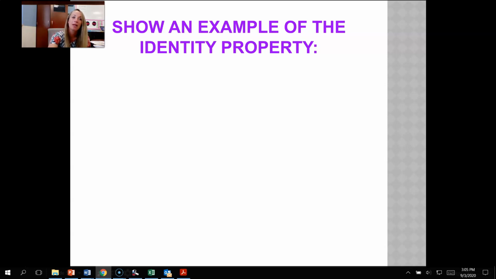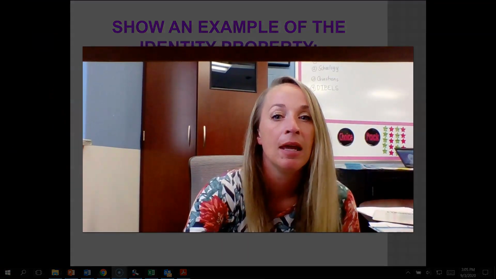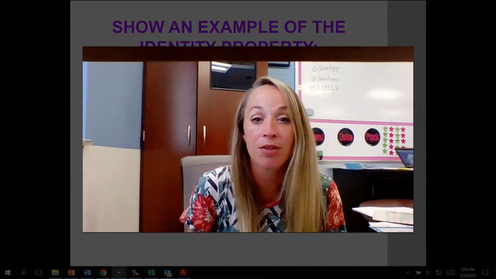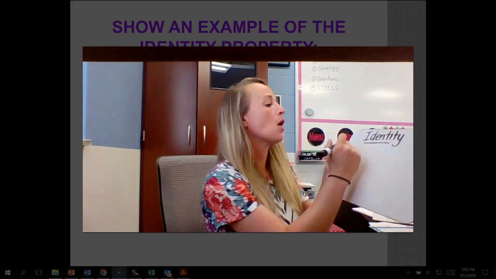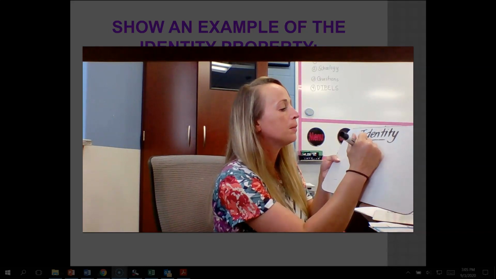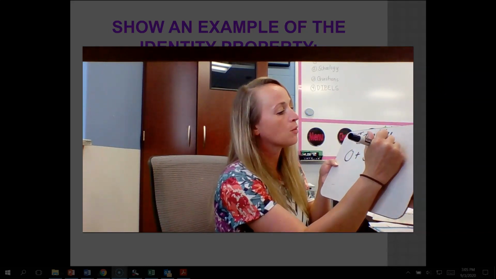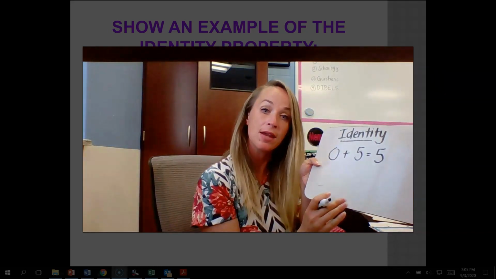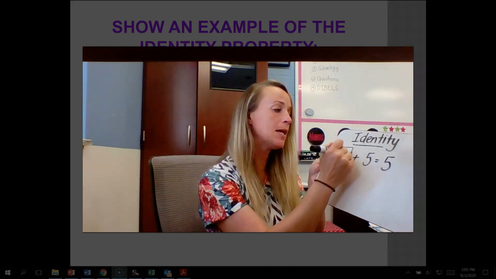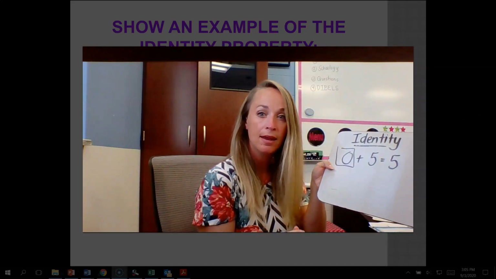All right, what is an example that you could show me of the identity property? The identity property is anything that has a 0 in it. So I could write 0 plus 5 equals 5. Why is that the identity property? It's because it has a 0 in it.